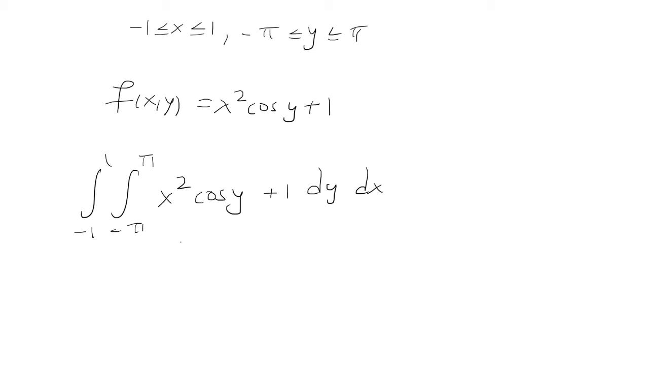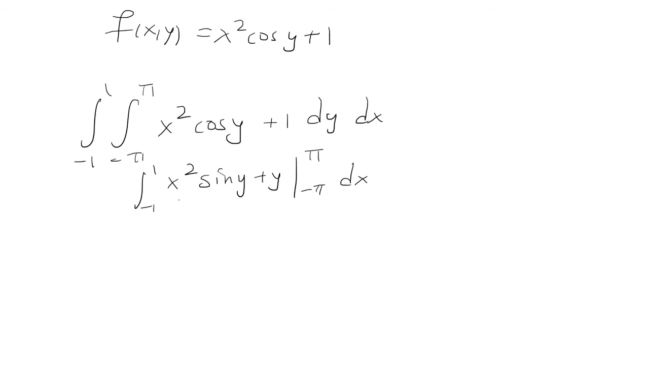So let's integrate with respect to y. The antiderivative of cosine of y is sine of y. And then go from negative pi to pi. And we're plugging pi in for y. So sine of pi is 0, and so is sine of negative pi. So that goes away. And so here you would plug in pi for y. So you have pi minus negative pi, which is 2 pi. Evaluating it from negative 1 to 1.